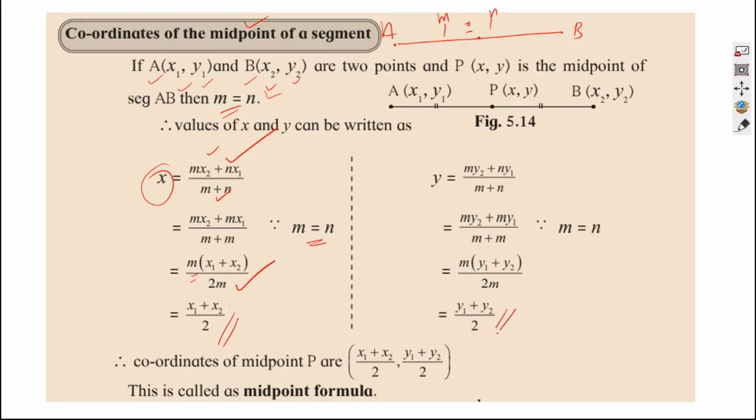If it is a midpoint, you will simply add x1 plus x2 upon 2, and that will give you x. What is x here? The x coordinate of point P. What is y here? The y coordinate of point P. What is the formula? y1 plus y2 upon 2. What is the condition? P is the midpoint. So we can apply the section formula and find out the coordinates of P.